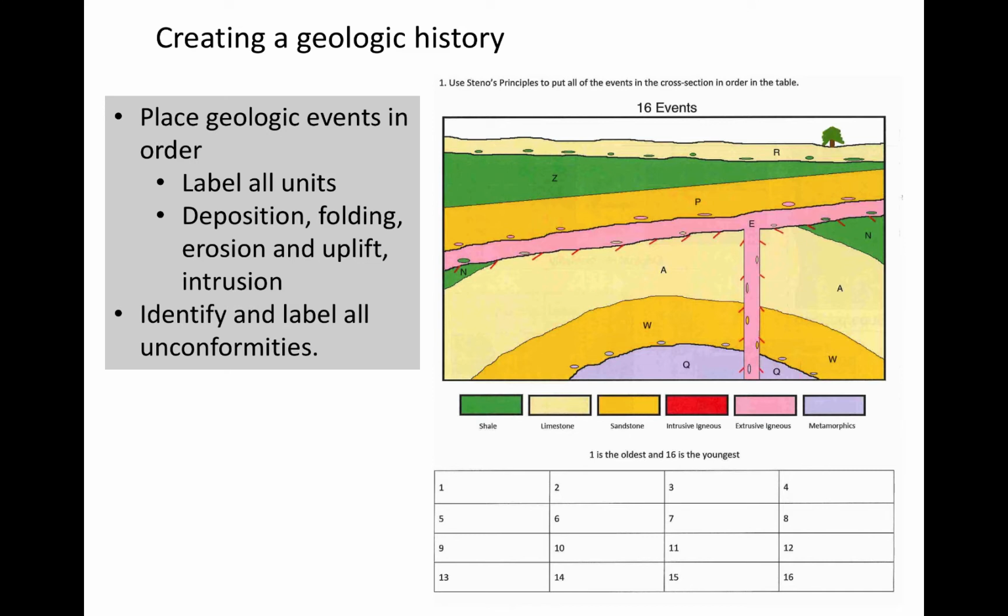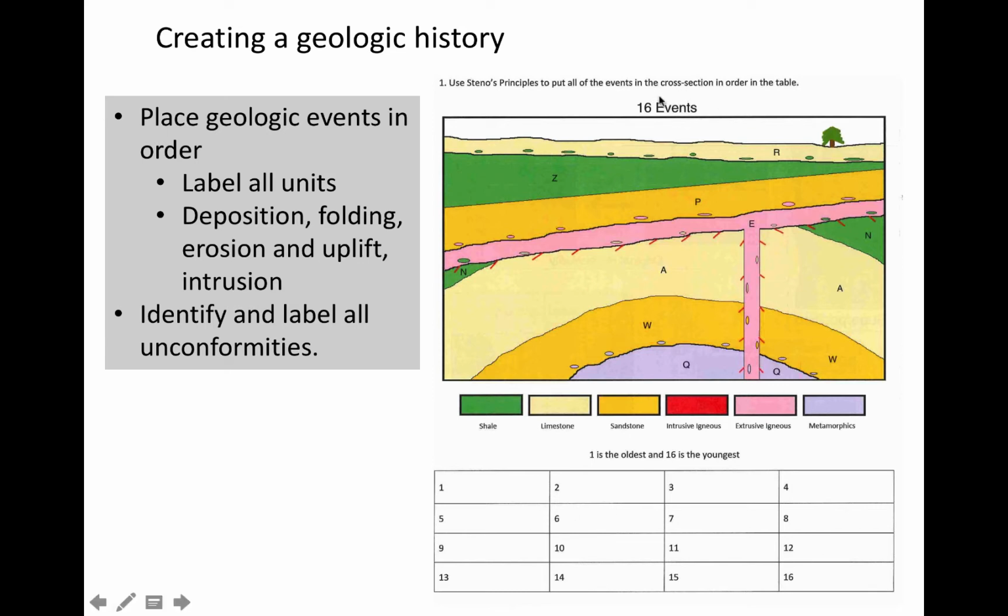Hi class, I'm here to talk to you a little bit about creating a geologic history. We're going to use a few of the 7 principles that we applied in chapter 12 to evaluate geologic time, and then I'll talk to you a little bit about types of unconformable contacts as well.